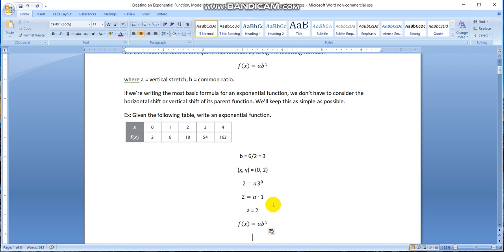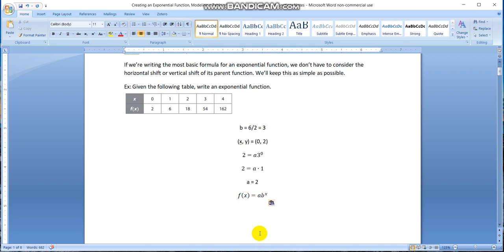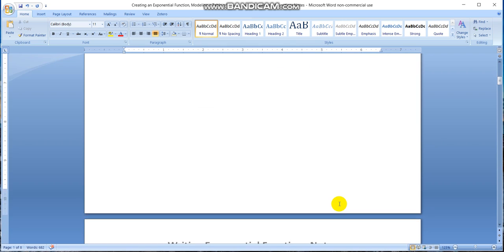Okay. Next, what we need to do is we need to create this basic exponential function. So to create this basic exponential function, we just plug in a and b. So a is 2, and then b is going to be 3. And this right here represents our exponential function for this table. Okay. All right. So the next one.